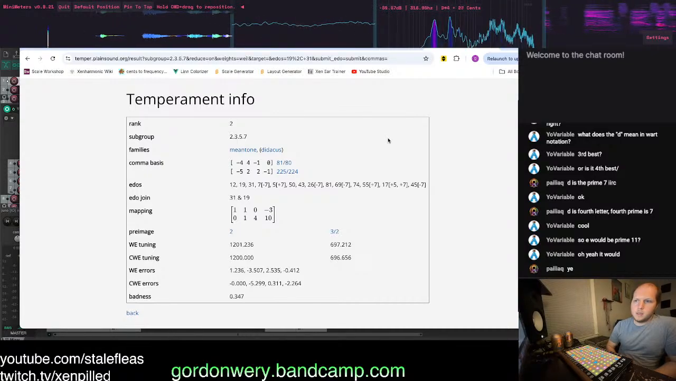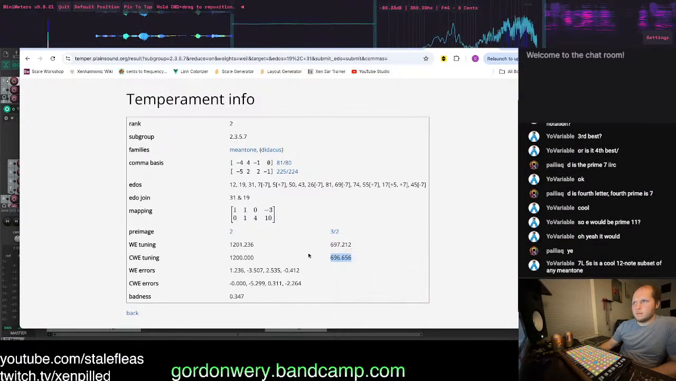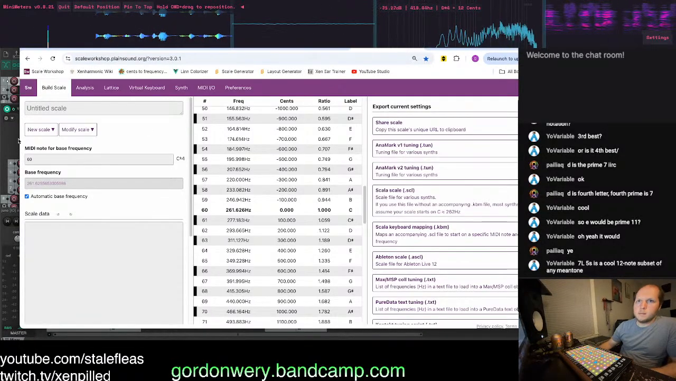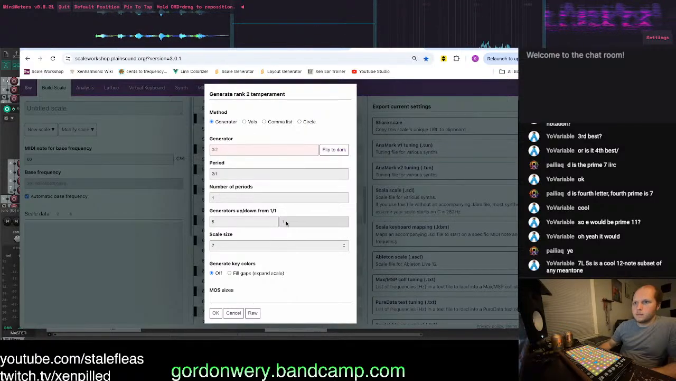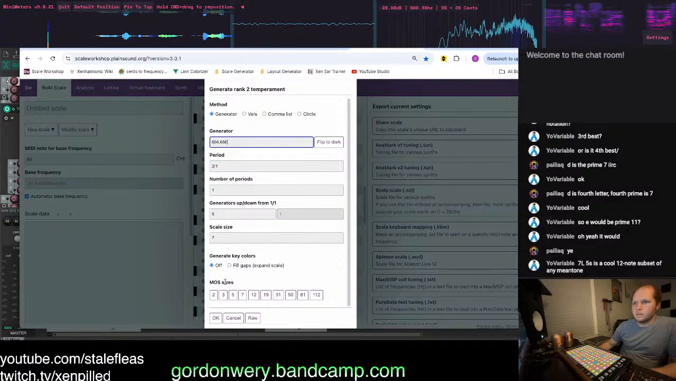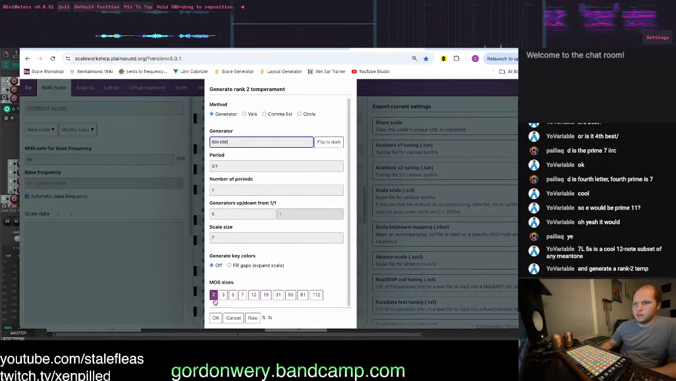And so if you just copy the generator that says 696.656, and then went to Scale Workshop, and pasted that into rank 2 temperament, that would show you several options for MOS scales that are generated with that. So you could get a 7-note MOS scale, 12-note MOS scale, etc. Wow, that would be cool.